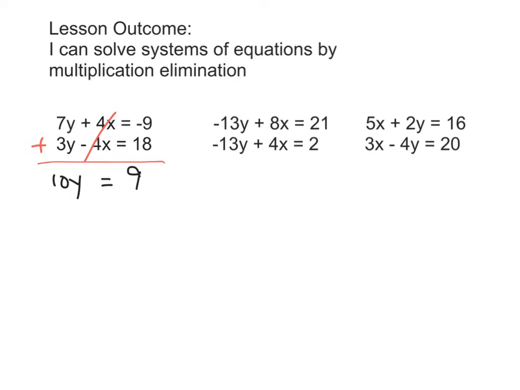In this example, would we add or subtract in order to eliminate a variable? If we once again try addition, we're going to see that it doesn't work out. What we're going to have is negative 13y plus negative 13y, which is actually negative 26y. And then we'd have 8x plus 4x, which is 12x, so plus 12x. As you can see, we did not eliminate x or y. So let's get rid of that.